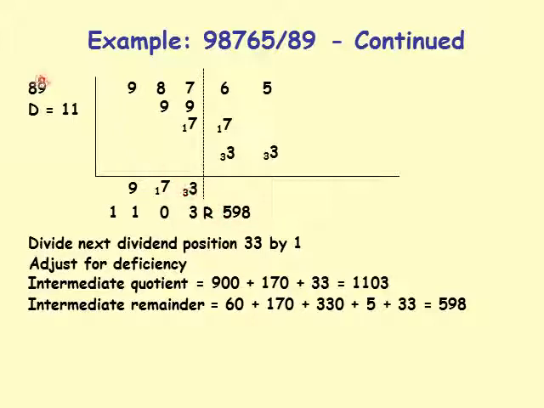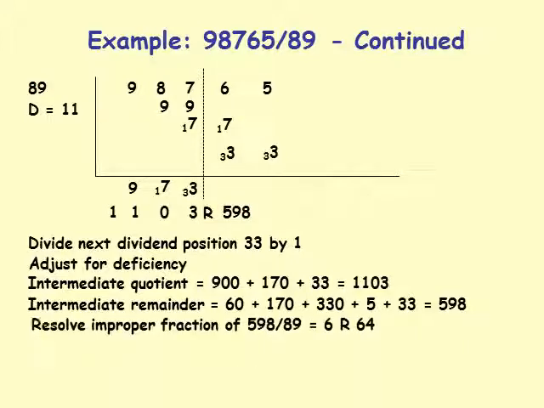598 is not less than 89, so we have to divide that again, 598 by 89. Either use the method we just did or do something else. So this gives me an improper fraction in the remainder: 598 divided by 89. Let's resolve the improper fraction of 598 divided by 89. I get 6 remainder 64.